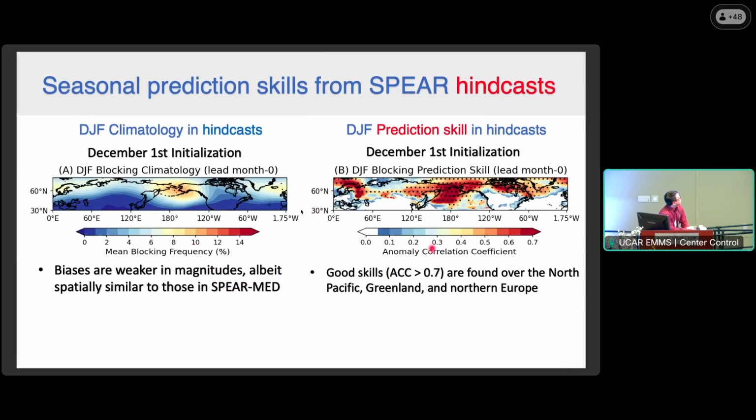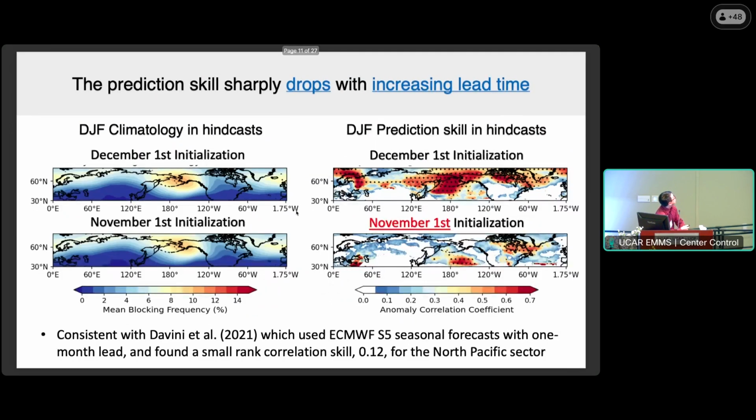And regarding the prediction skill, which is the main focus of this study, the panel here shows the map of anomaly correlation coefficient, which is one of the popular skill metrics. And we see that overall good skills are primarily found over the North Pacific Ocean, Greenland, and Northern Europe. However, when we consider lead months, this prediction skill sharply drops, even at lead month 1.